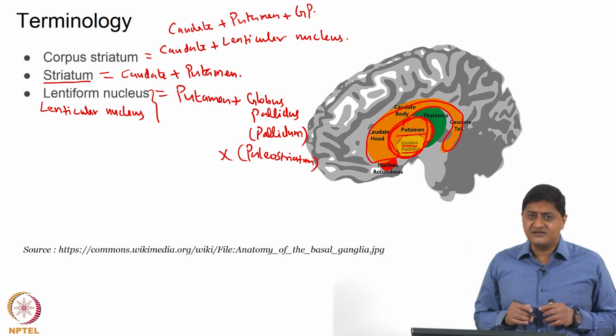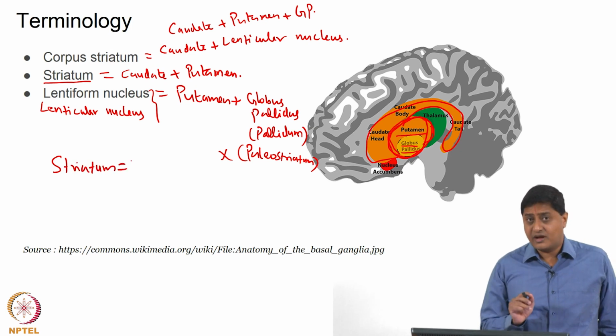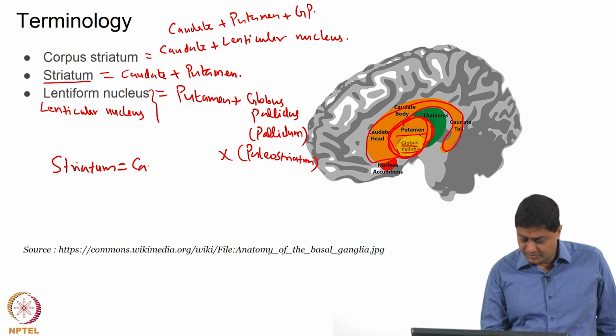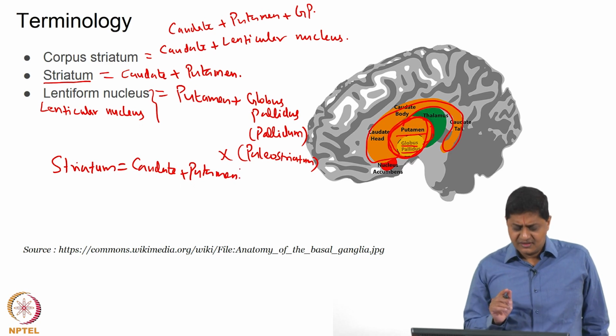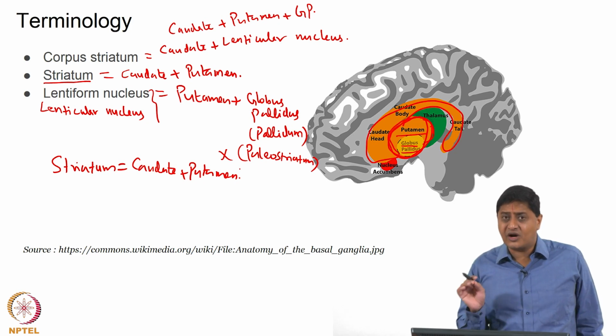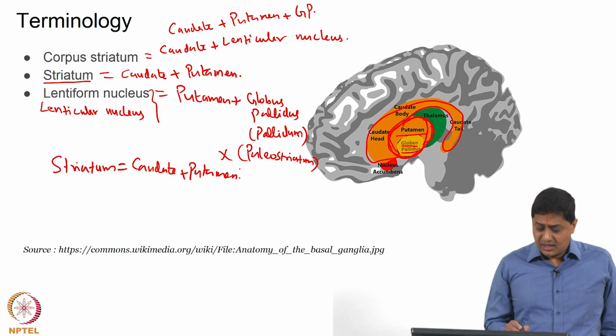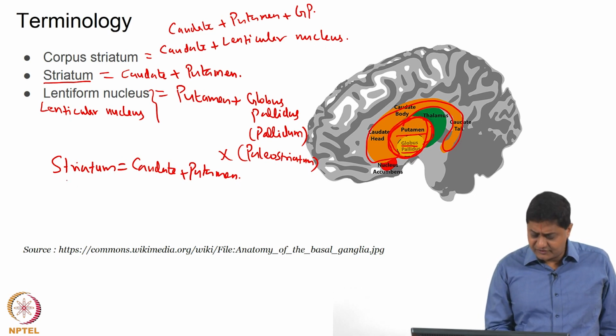What will we use in this class? In this class, we will say striatum. Whenever I say striatum, I am referring to caudate and putamen. I will refrain from using phrases such as corpus striatum. I will just say striatum. When I say striatum, I am referring to caudate and putamen. And when I am referring to globus pallidus, I will refer to that as globus pallidus.